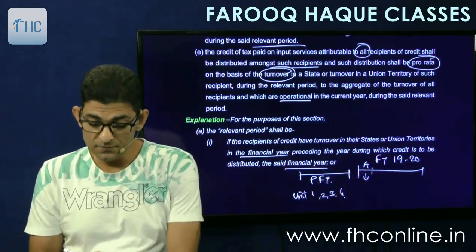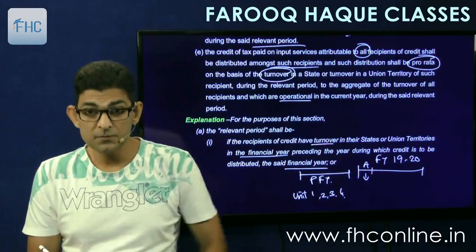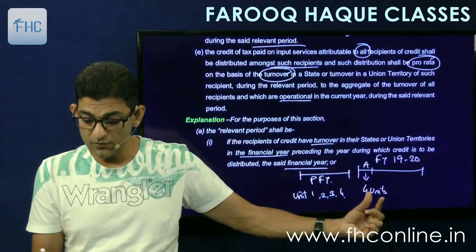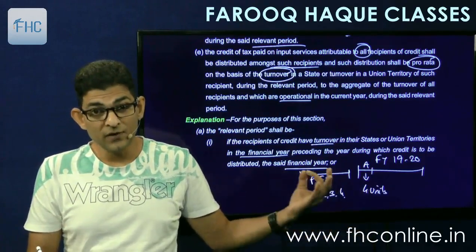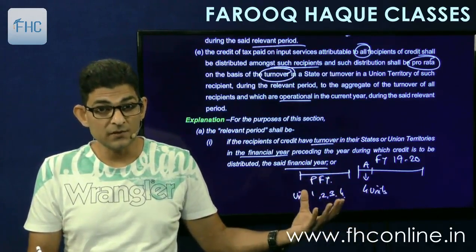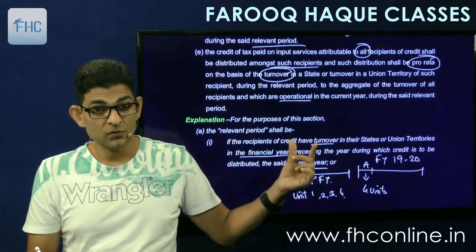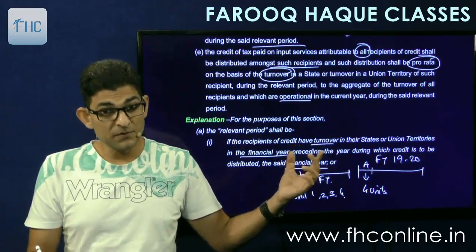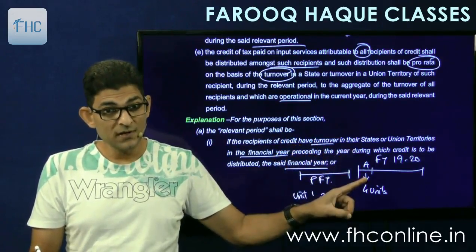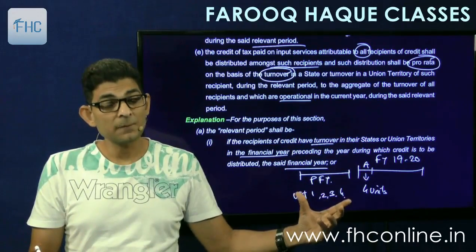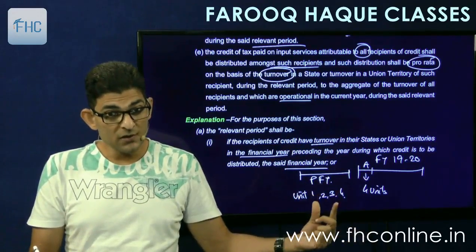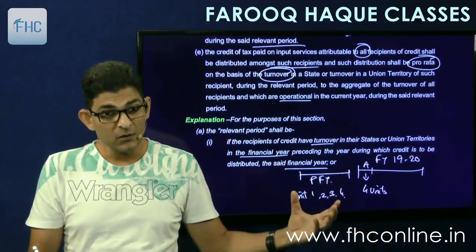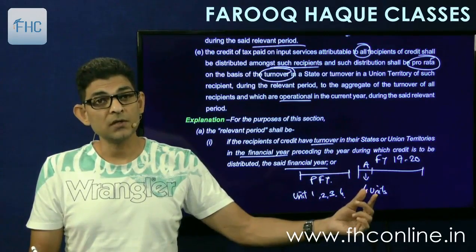So the first point says, if the recipients of credit have turnover. Recipients of credit means I have to distribute to 4 units, unit 1, 2, 3, 4, and if all 4 of them were existing in the preceding financial year, the recipients of the credit have turnover in their respective states or union territories in the financial year preceding the year in which the credit is to be distributed, then the said financial year. So if all these 4 units were operational in the preceding year and they have turnover in their respective states, then that will become the base for distribution here.